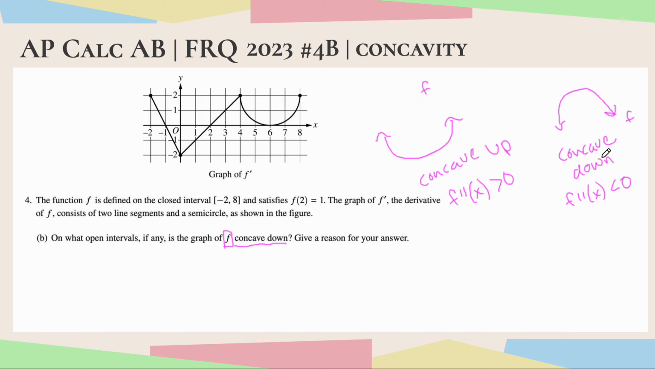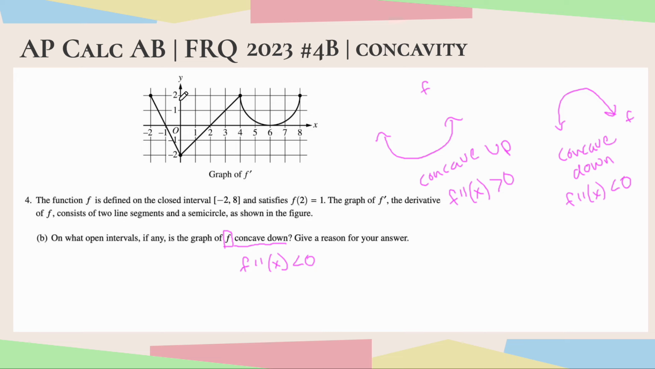Now we have to think about how the graph of f prime relates to our second derivative. To go from f prime to f double prime, we would have to take the derivative, right? And remember, derivative represents slope. So if we are looking for where f double prime of x is less than 0, because it's asking us where f is concave down, what we are looking for is where the graph of f prime has a negative slope, because that means it has a negative derivative, which would tell us that the second derivative is less than 0.